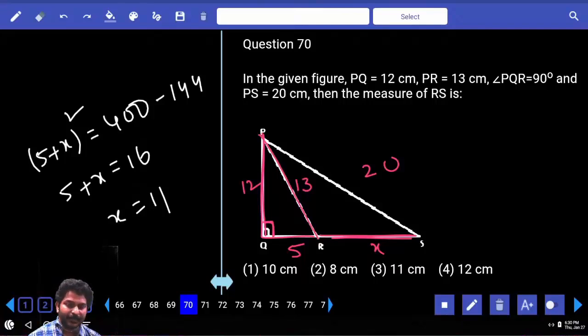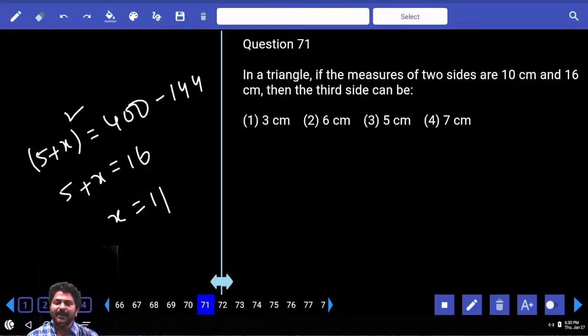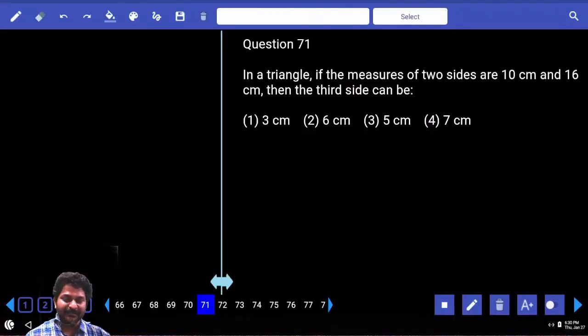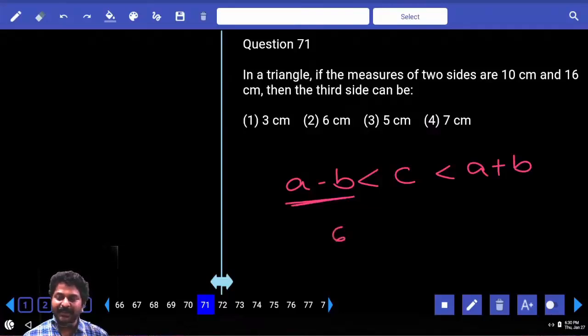Over. Right, next. In a triangle, if the measure of two sides are 10 centimeters and then 16 centimeters, then the third side is, okay, if you treat the third side as C, it must follow the condition in a triangle which says the length of one side must be more than the difference of the other sides and should be less than the sum of the other sides, correct? What is the difference of the other sides? 6. Sum of the other sides? 26. So your third side must be more than 6 but less than 26.